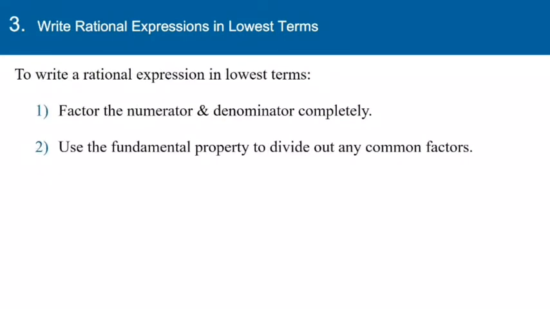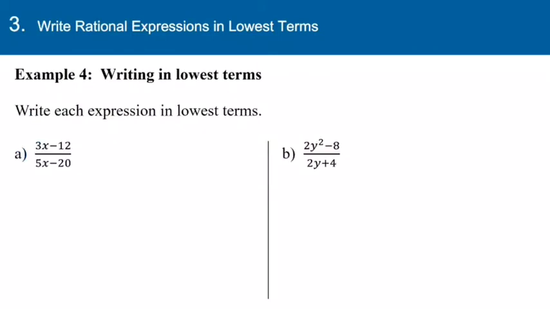So we're about to do some that are more complicated, but just to sum up what we've done, to write a rational expression in lowest terms, factor the numerator and the denominator completely, and then use the fundamental property to divide out any common factors, just like we did in that last example. So here's example 4. Write each expression in lowest terms. So basically that means cancel out the factors that are the same in both top and bottom.